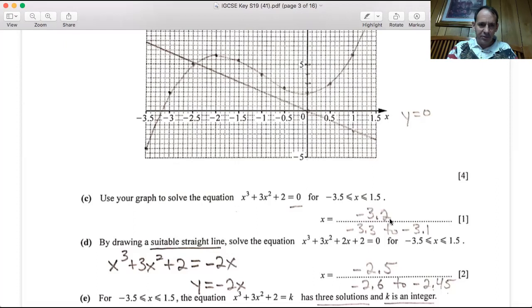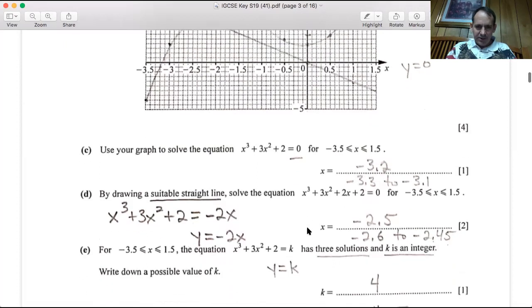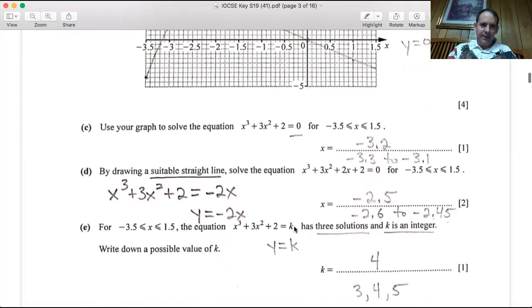I put -3.2, and if the Cambridge mark scheme allows you anywhere between -3.1 to -3.3. So here you can see the -3.1. Over here's the -3.3. And so somewhere between -3.1, -3.2 is what it looks closest to.